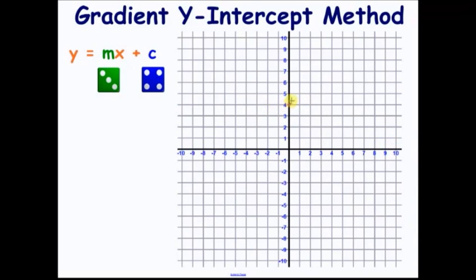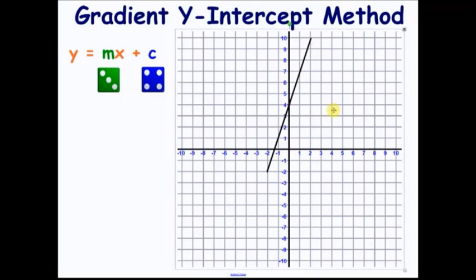Gradient of 3 means for every 3 I go up, I go 1 across. A rise of 3 for a run of 1. Okay, we go down 3, 1, 2, 3 for a run of 1.